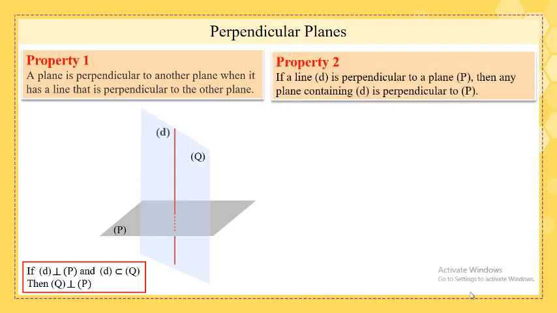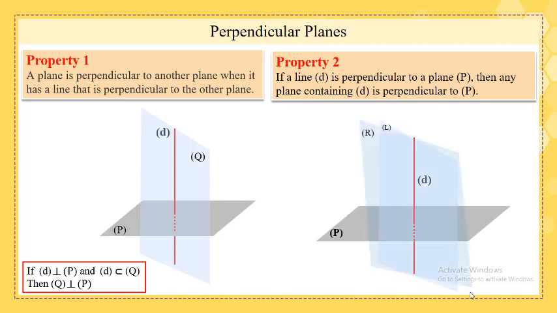Property 2. If a line D is perpendicular to a plane P, then any plane containing D is also perpendicular to the plane P. If this is a plane P and this is the line D perpendicular to it, any plane that D is contained into will also be perpendicular to the plane P.